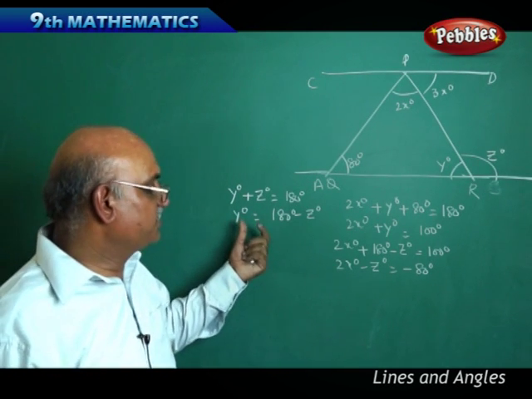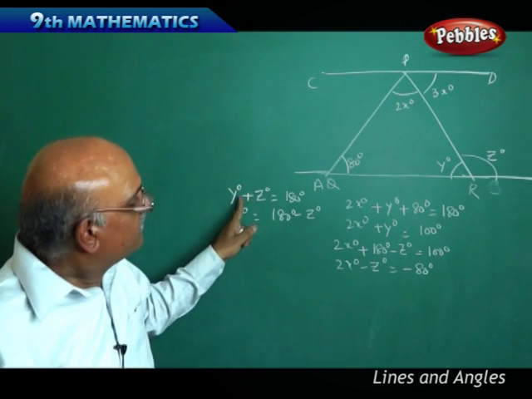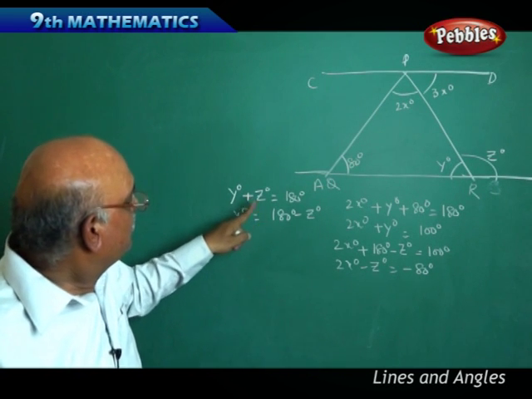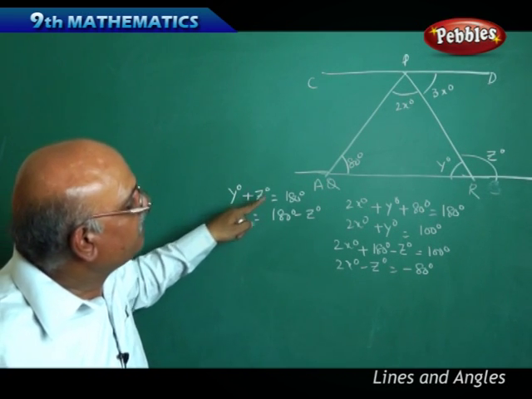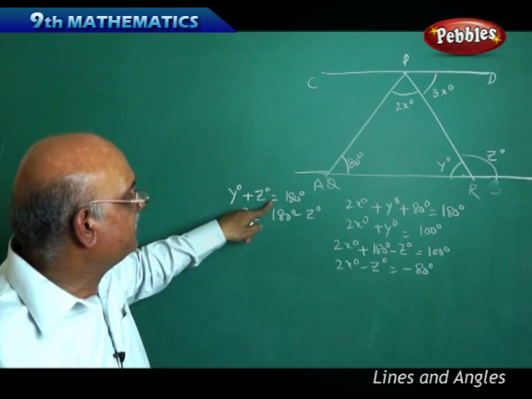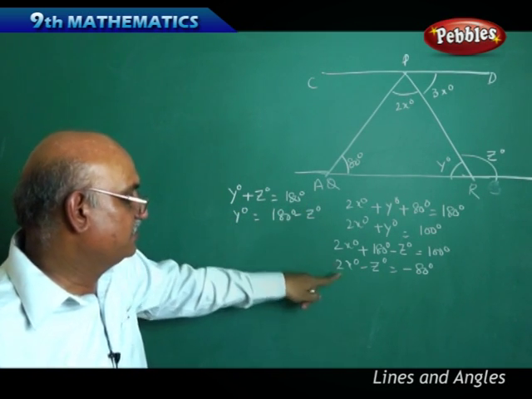We got the relation for 2x degrees, and simultaneously we have y degrees plus z degrees is equal to 180 degrees, you got it.